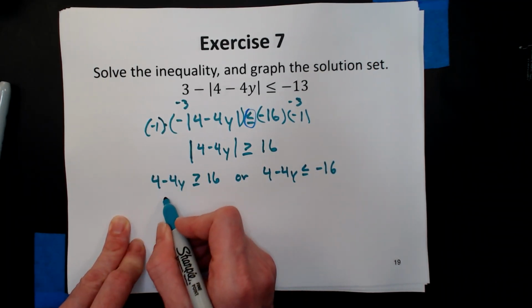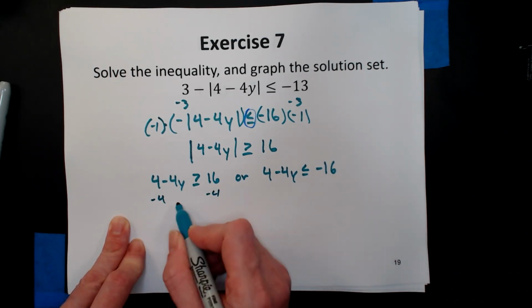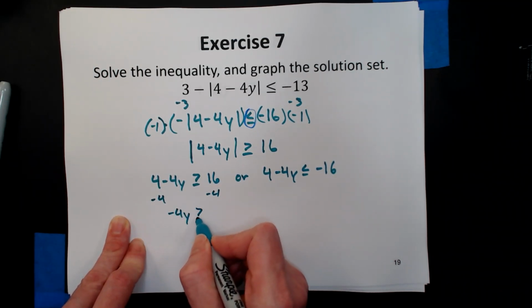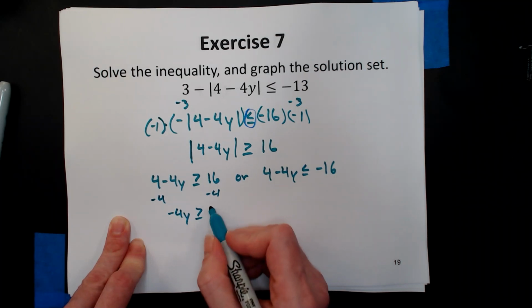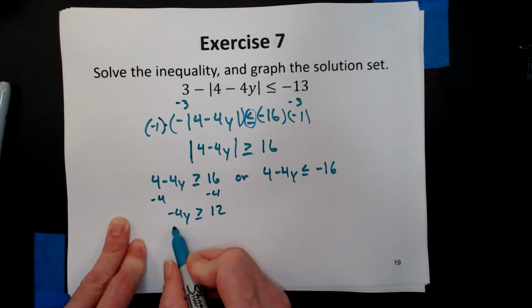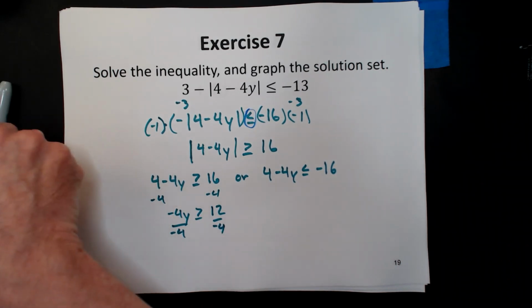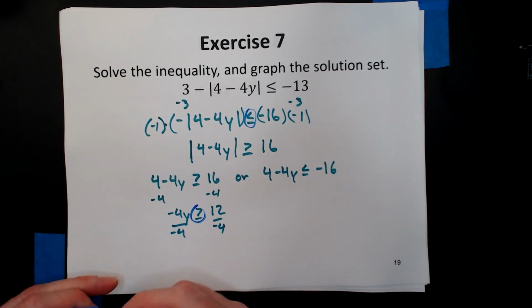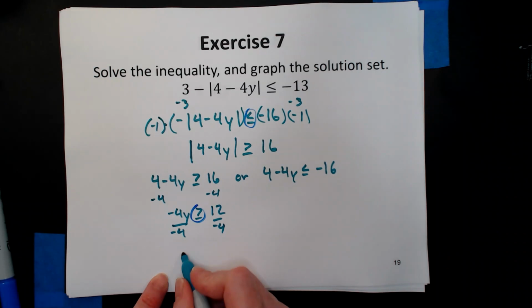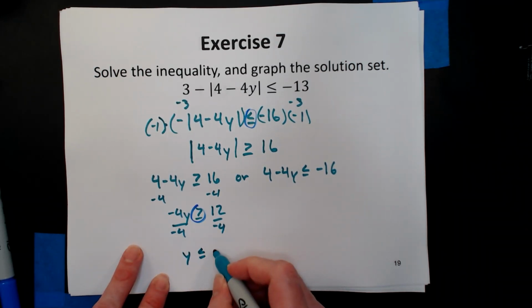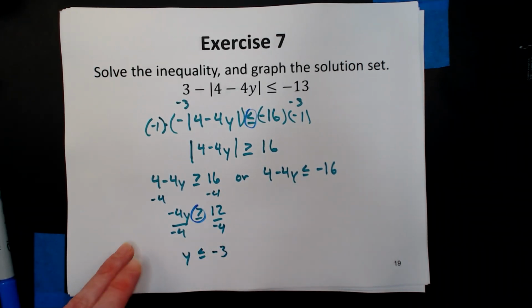So here we're going to subtract 4 from both sides, and we're going to get negative 4y is greater than or equal to 12. And so I'm going to divide both sides by negative 4. When I do that, I need to switch my inequality sign again in the next step. So it's going to give us y is less than or equal to negative 3. Sorry, y, not 4.